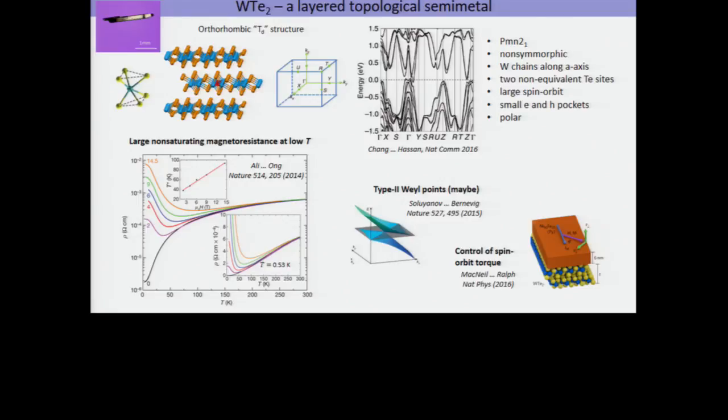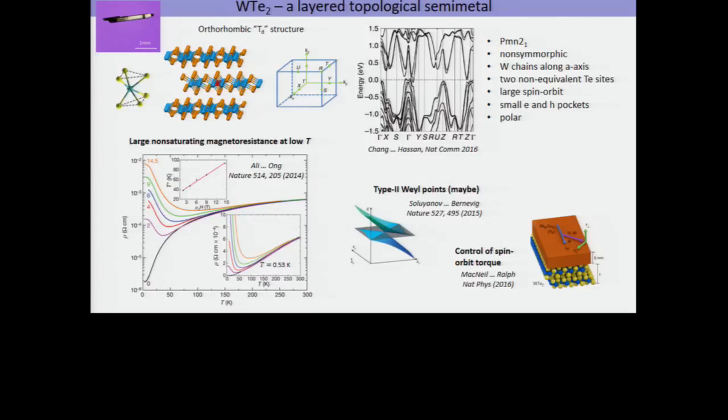Here's a band structure of the bulk calculated by Hasan et al. a year ago. These are the bands in this three-dimensional Brillouin zone. There are holes near gamma in a fairly wiggly valence band edge, and that's overlapping with a little bit of the conduction band, which is just off from gamma. And there's nothing else at the Fermi surface. Just a little bit above the Fermi surface, there's possibly a Weyl point, a type 2 Weyl point.